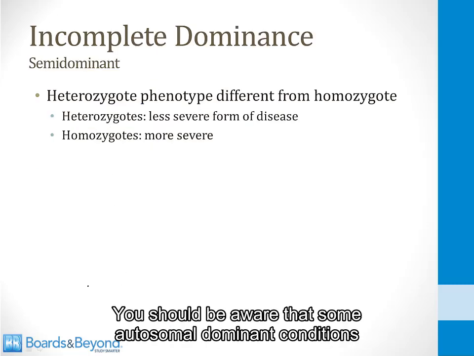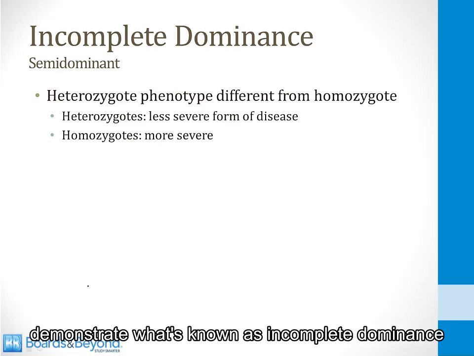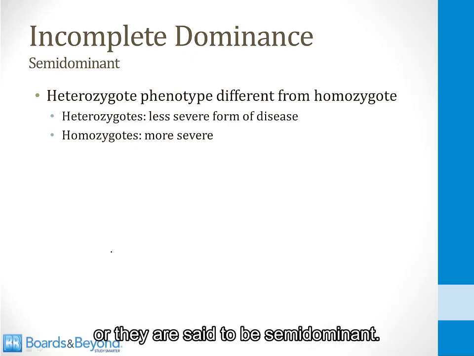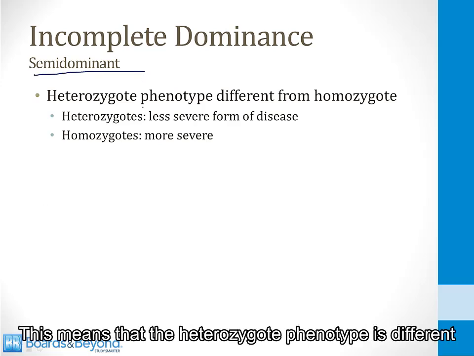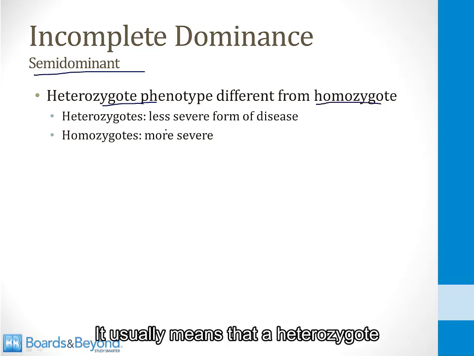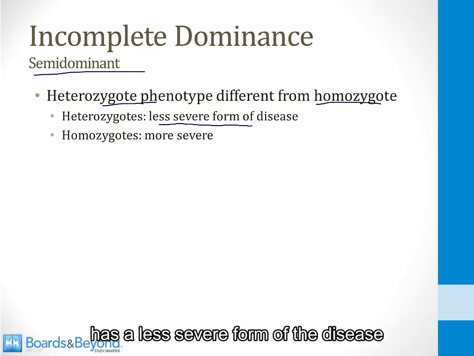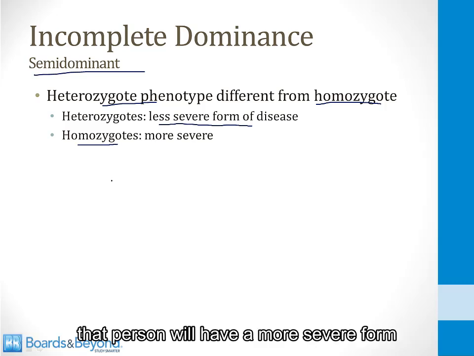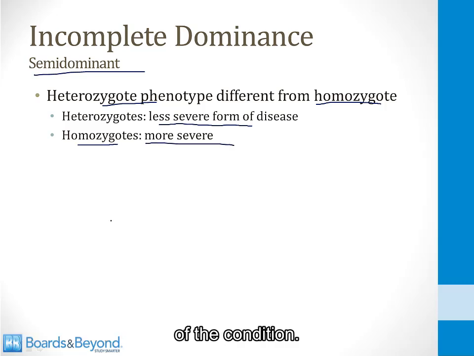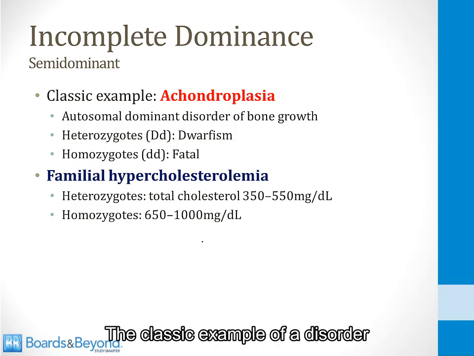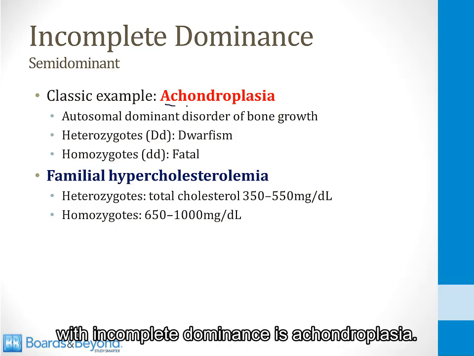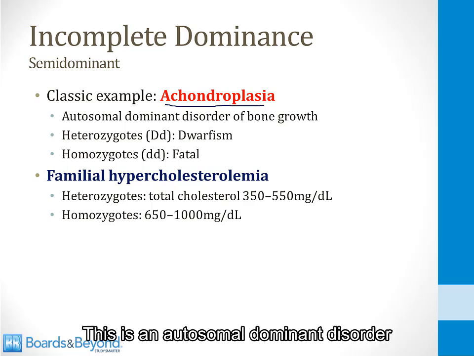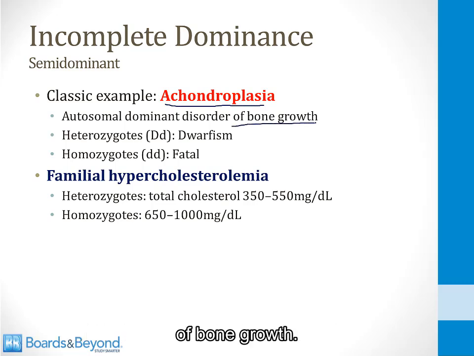You should be aware that some autosomal dominant conditions demonstrate what's known as incomplete dominance, or they are said to be semi-dominant. This means that the heterozygote phenotype is different from the homozygote. It usually means that a heterozygote has a less severe form of the disease compared to a homozygote who has two disease genes. That person will have a more severe form of the condition. The classic example of a disorder with incomplete dominance is achondroplasia. This is an autosomal dominant disorder of bone growth. Heterozygotes for the disease gene will develop dwarfism.